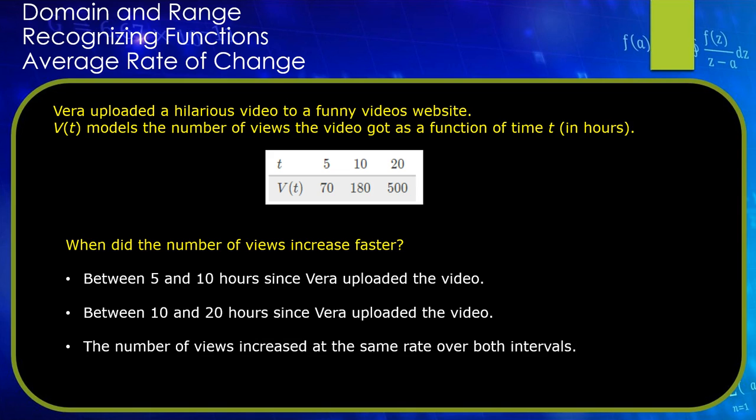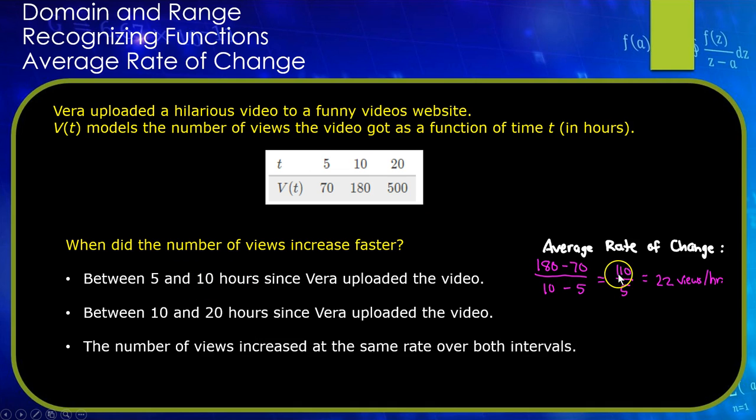Okay, so again, much like we did on the previous one, this represents the number of hours since she posted it, and this is the number of views it got at those various times. If I'm looking for the average rate of change between 5 and 10 hours, I take these values and subtract them on top, and subtract the two values on the bottom. So the average rate of change between 5 and 10 hours comes out to be 110 over 5, which is 22 views per hour. So on average, between hours 5 and 10, we had 22 views per hour.